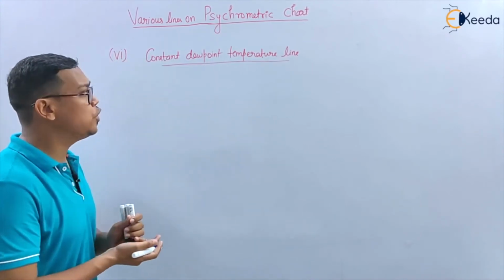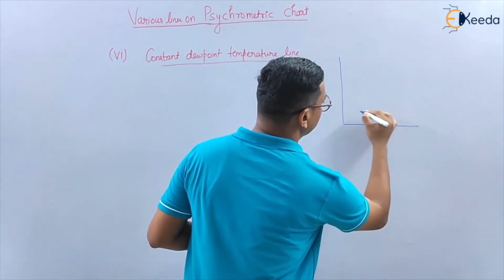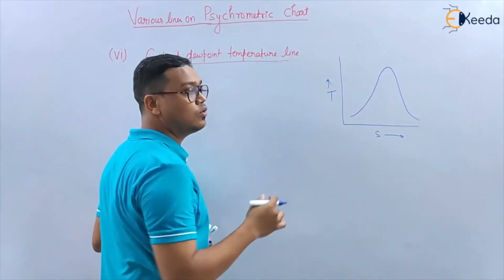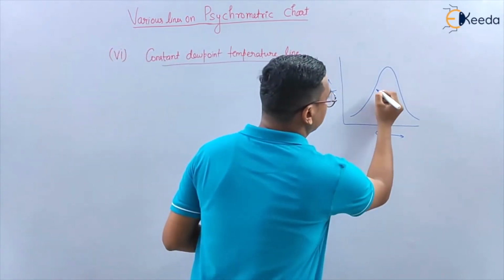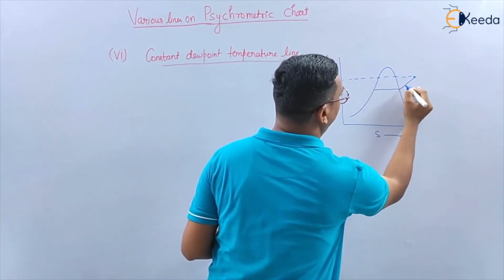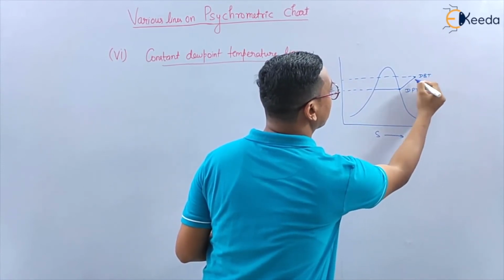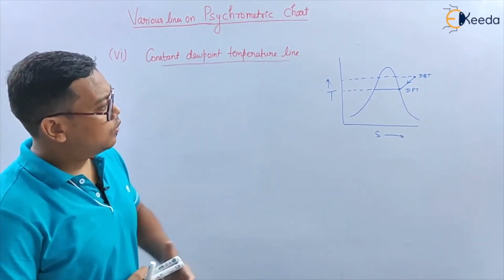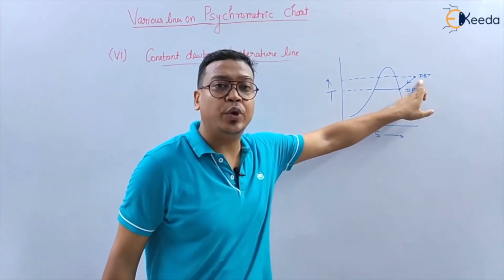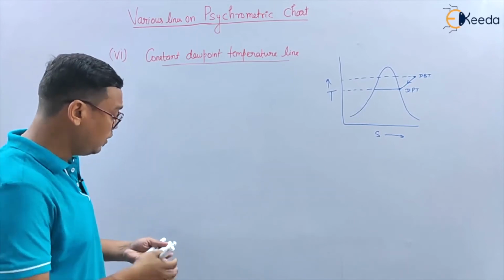Let's see the constant dew point temperature line. You know very well that this is the temperature and entropy axis, and this is the saturation curve for water. What is dew point temperature? This is the primary temperature, if I say, and this one is the dew point temperature. The dew point temperature we will achieve after the superheating of the unsaturated air at constant pressure.